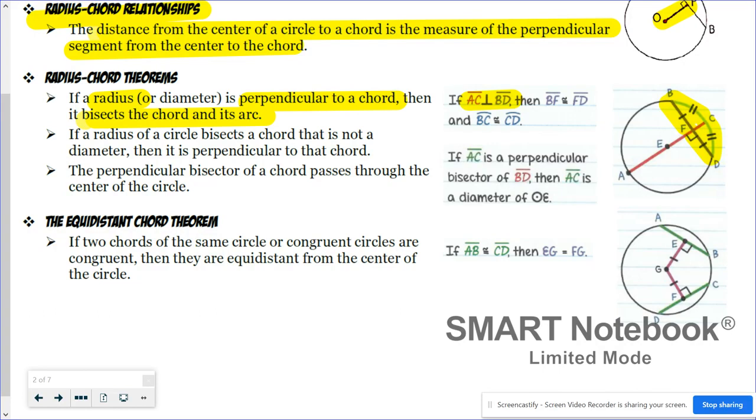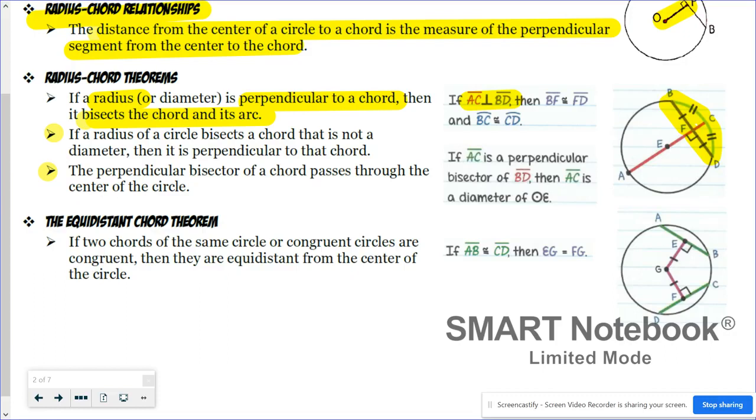to each other. If a radius of a circle bisects a chord that is not a diameter, then it is perpendicular to that chord. This second theorem is essentially just the reverse of the first one. The perpendicular bisector of a chord passes through the center of the circle. So all three of these are essentially saying the same thing.